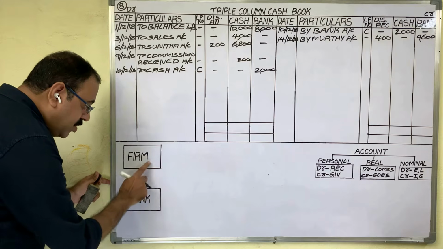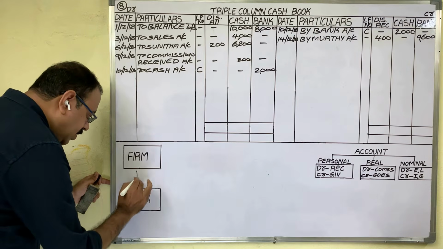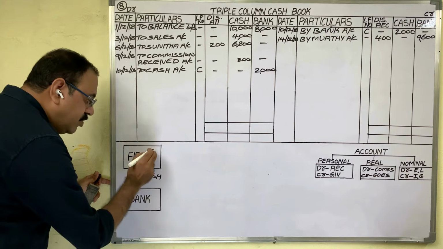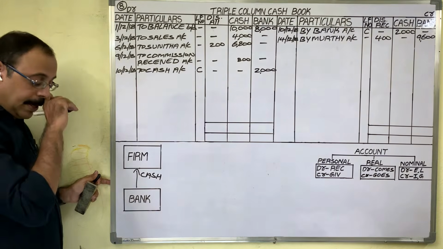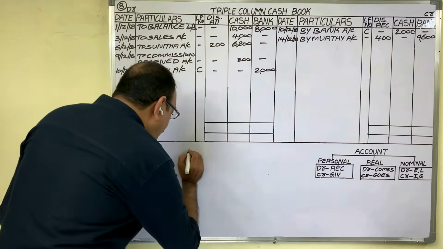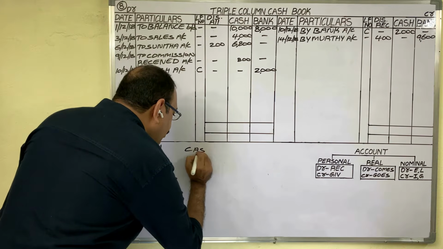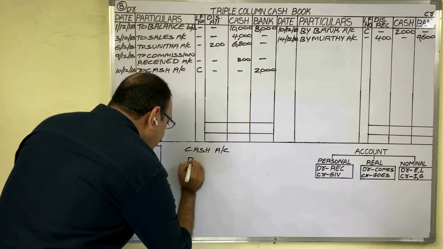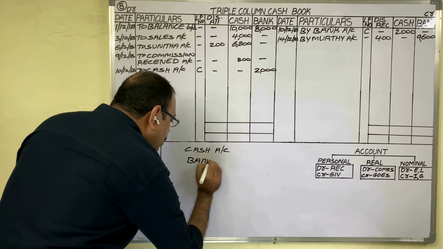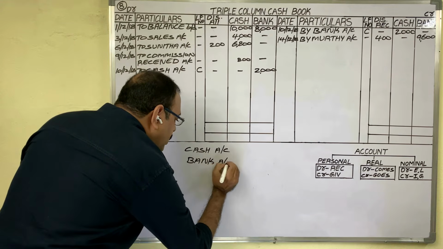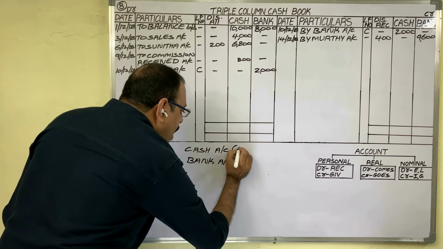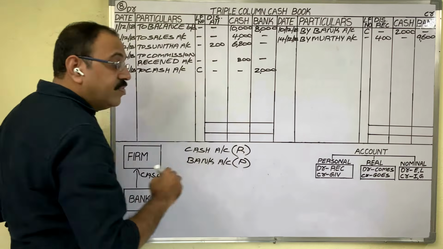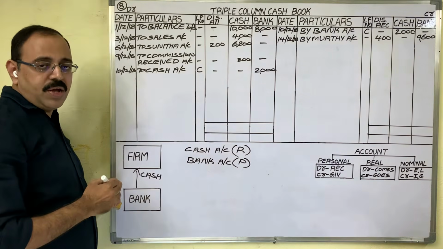From the bank, the firm withdrew cash. Cash is coming into the firm. This is the transaction. Two accounts are involved. As cash is coming into the firm, cash account is one account. From the bank we are withdrawing that cash. Bank account is the other account. Cash is an asset, a real account. Bank is one firm, therefore a personal account.